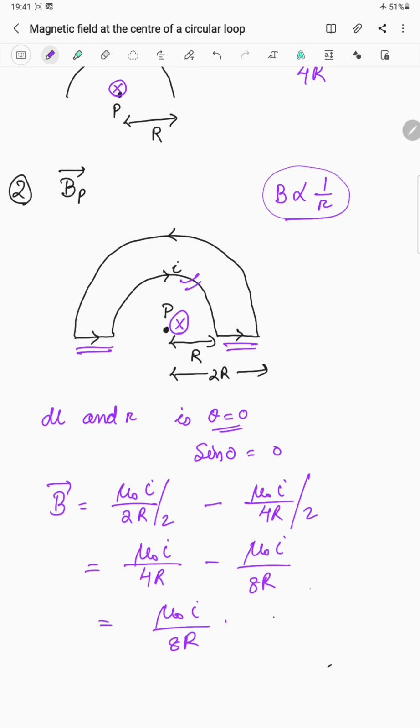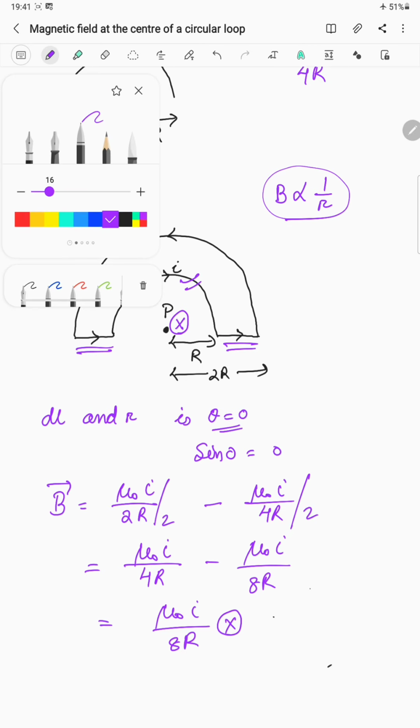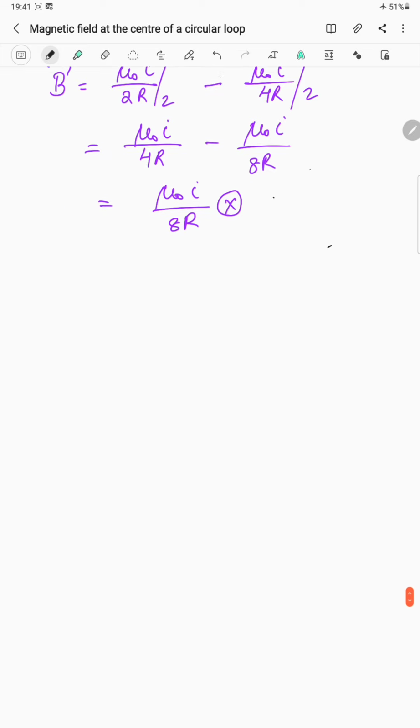Clear? Now what will be the direction? It will be like this. I hope the second question is clear. Now let us move to the third question. In the third question, what is given?